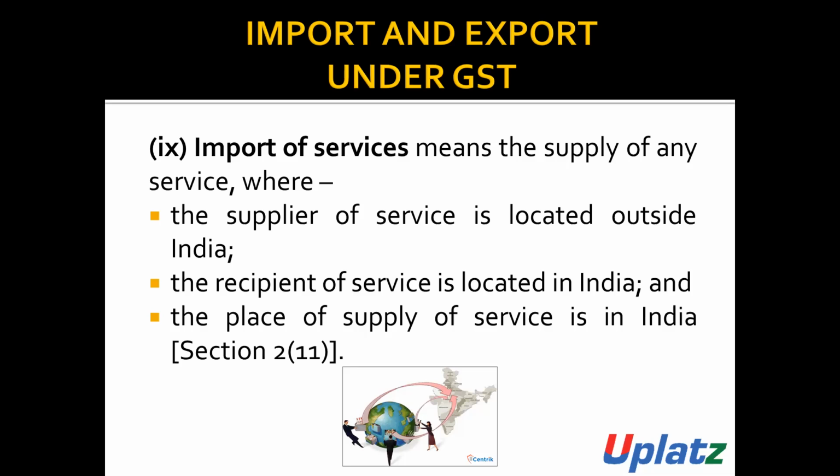Number two, the recipient of service is located in India. The recipient means the person who is receiving the service is located in India, and the place of supply of service is in India. When these conditions are satisfied, then such supply will be considered as supply of service.